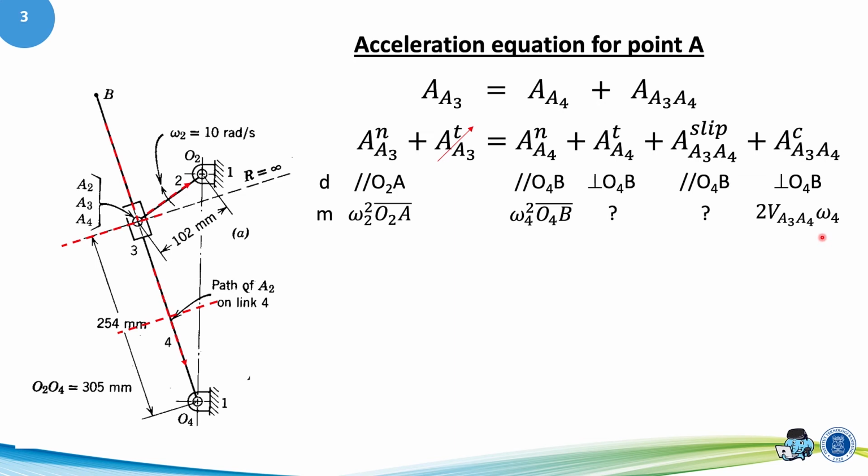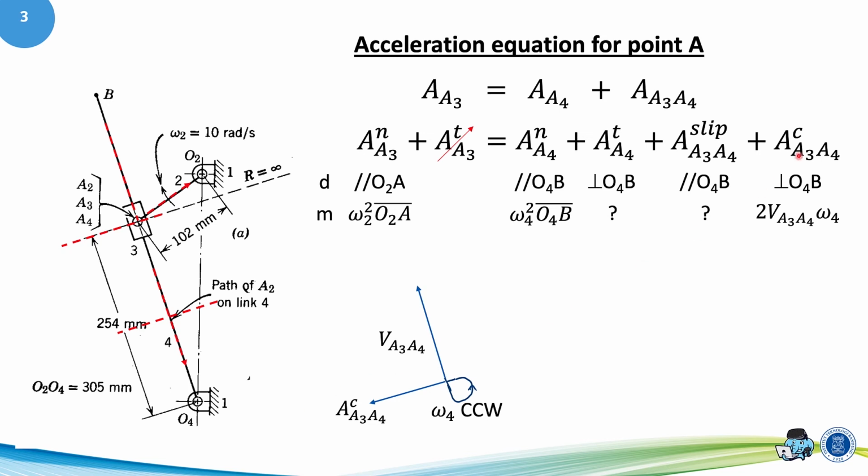But until here, we know the direction of the Coriolis acceleration is perpendicular, but we do not know whether it is going down or going up. So we have to determine it first. How to determine it? First, you draw the vector of VA3A4, and then we know that omega 4 is counterclockwise. So at the tail of the vector VA3A4, we rotate in the counterclockwise direction, just like this, you can see. And finally, we get the direction of the Coriolis acceleration, it goes to the left side.